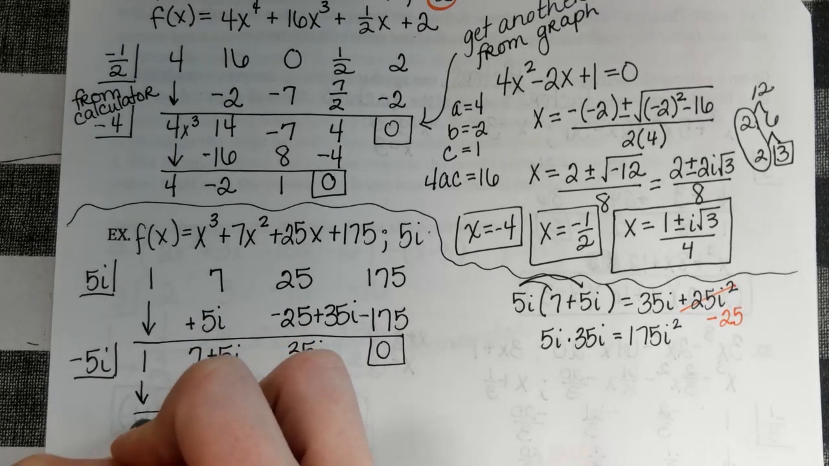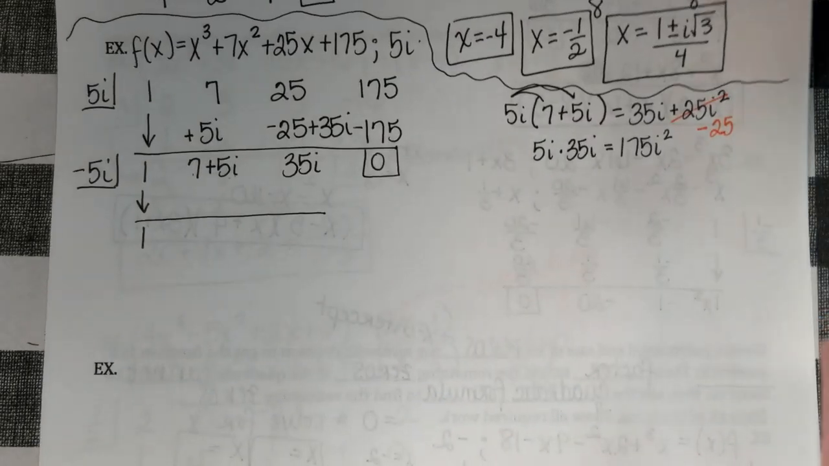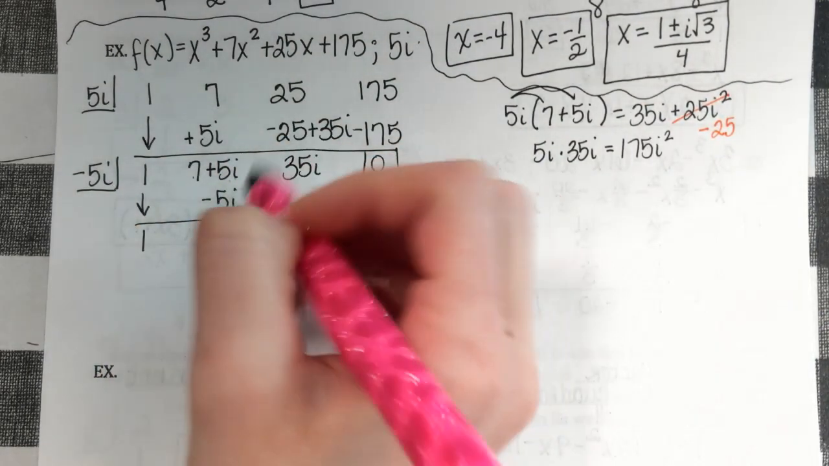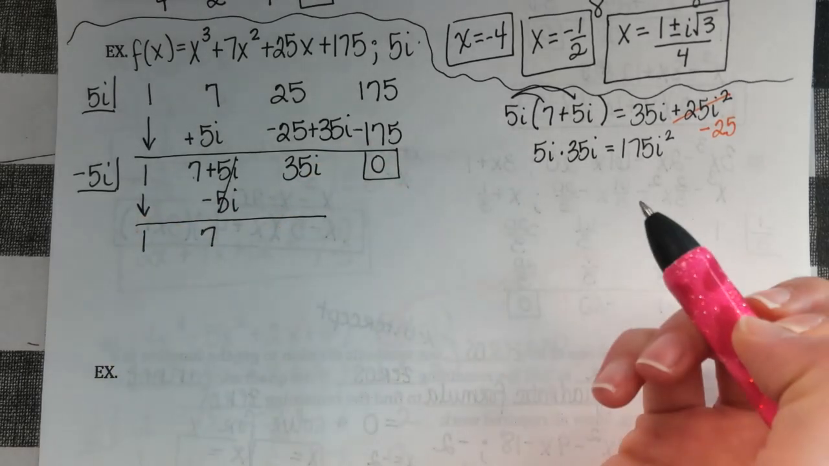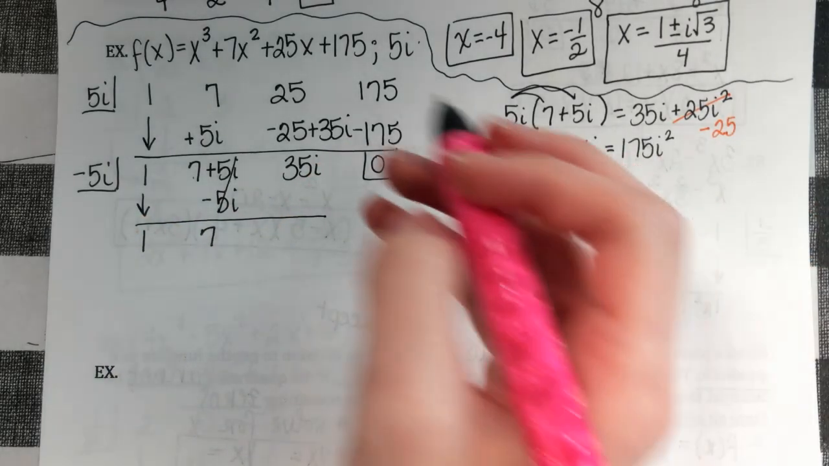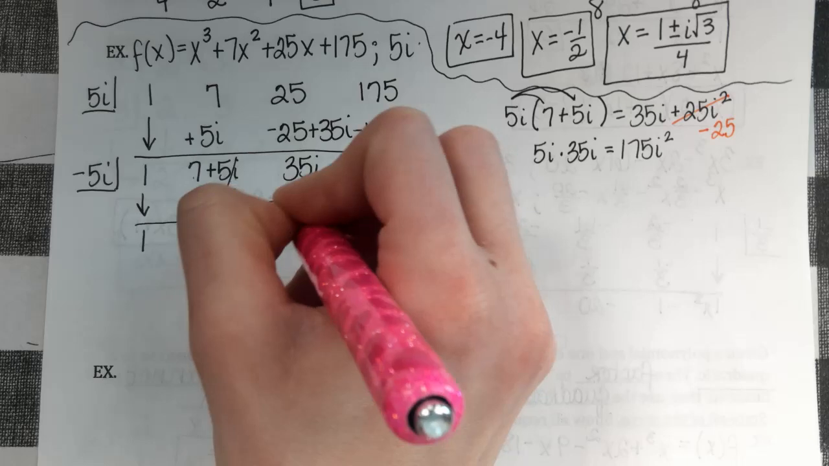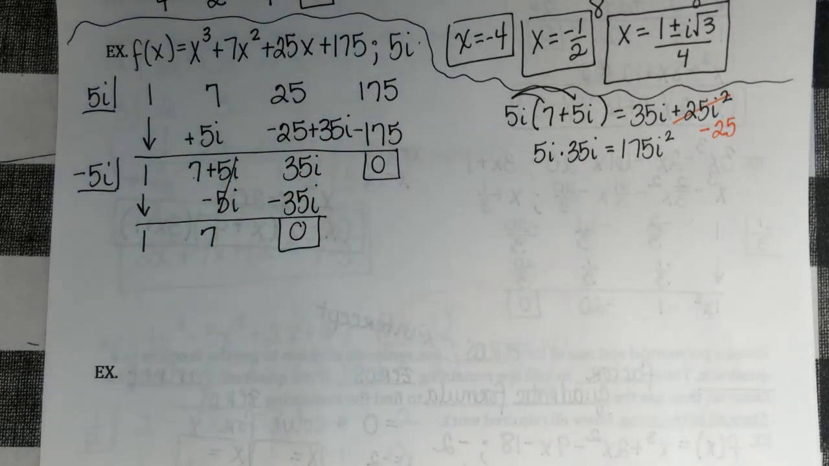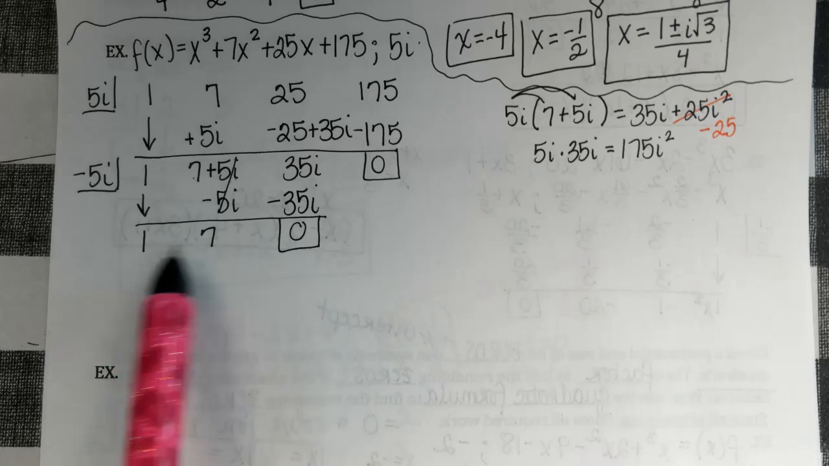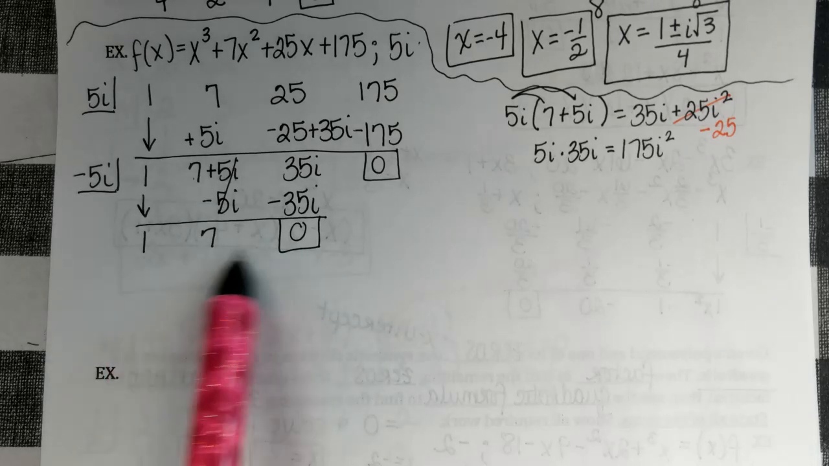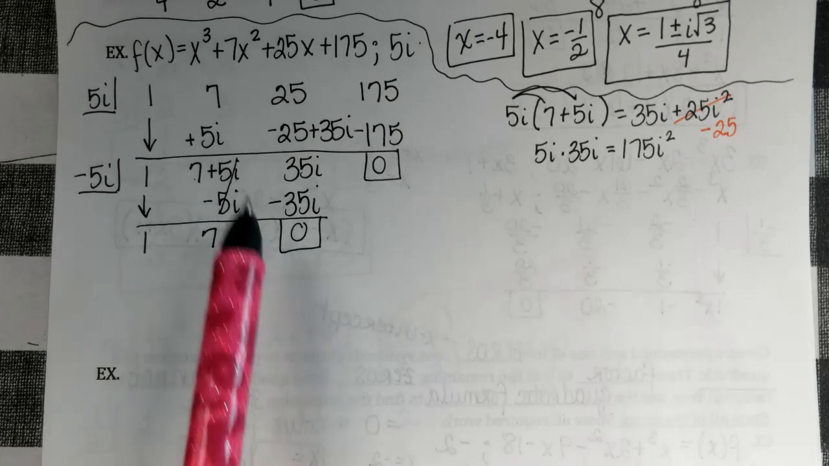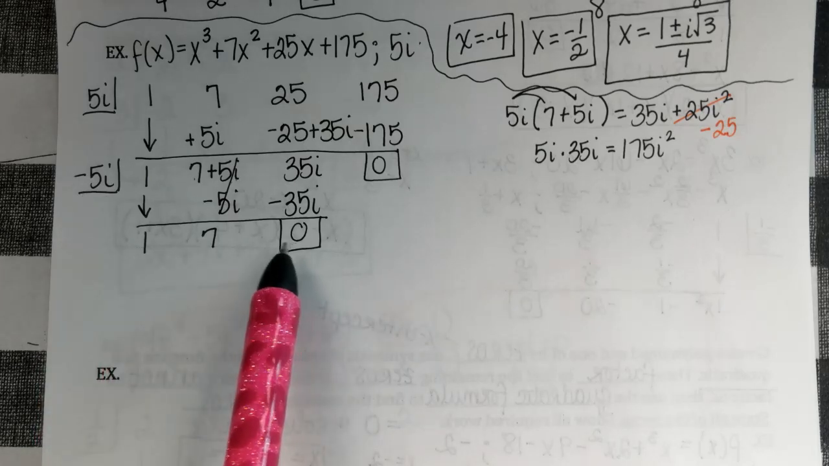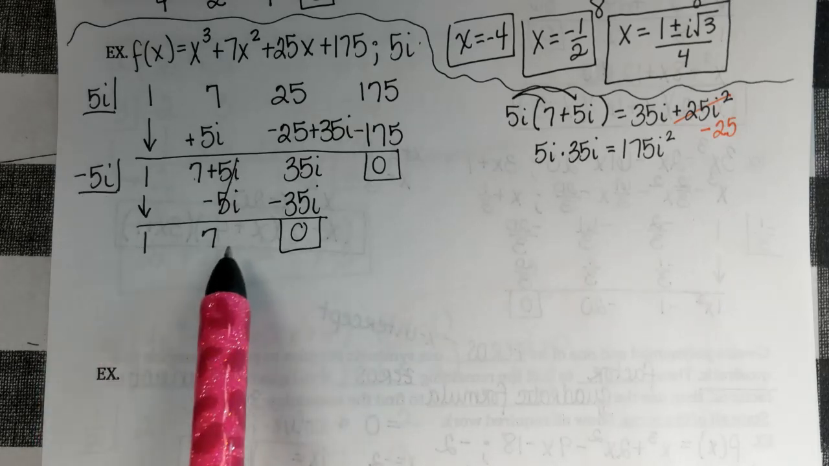Okay? So I'm going to bring down my 1. 1 times -5i is a -5i. That cancels, giving me 7. -5i times 7 is a -35i, which gives me 0. If you do your problem and you still have i's down here after you've done your 2 conjugates, you need to go back and redo your math. The whole point of doing the conjugate is to cancel out that i and have real coefficients.